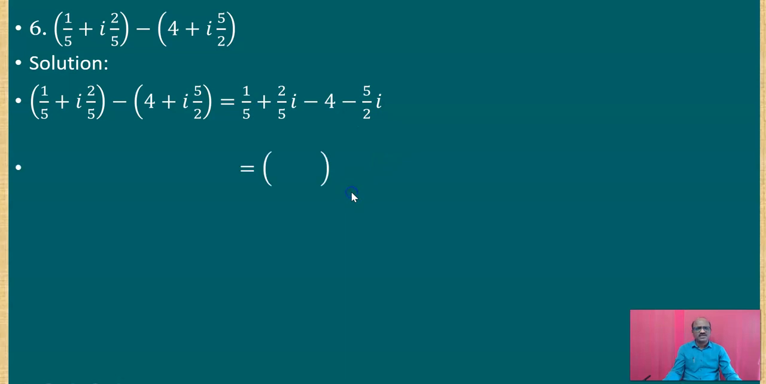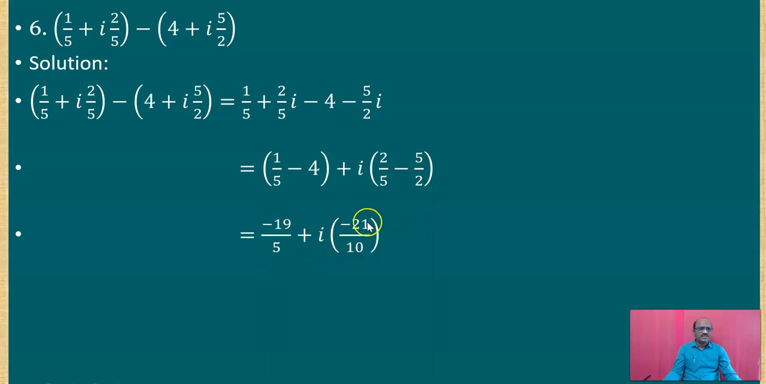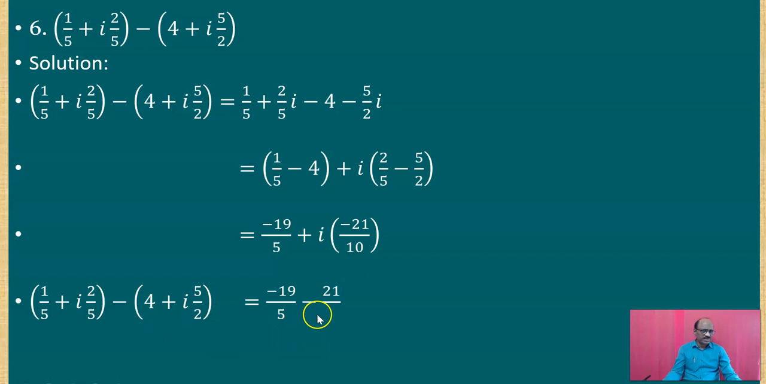Algebraic addition is there. That is 1/5 − 4 + i(2/5 − 5/2). And overall you will get −19/5 + i(−21/10). Hence the answer is −19/5 − 21/10 i, that is equal to a + ib.